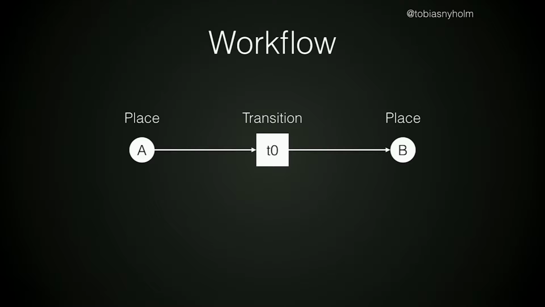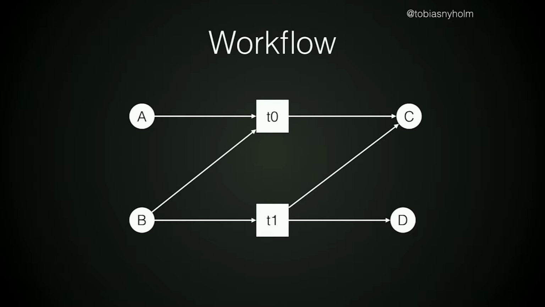I'm not sure if I told you, but a place cannot be connected to another place. There has to be a transition in between, just like this. An example of a workflow is this. It tells you that if you want to move from A to C, you execute the transition T0. If you execute the transition T1 while in B, then you get to C and D.